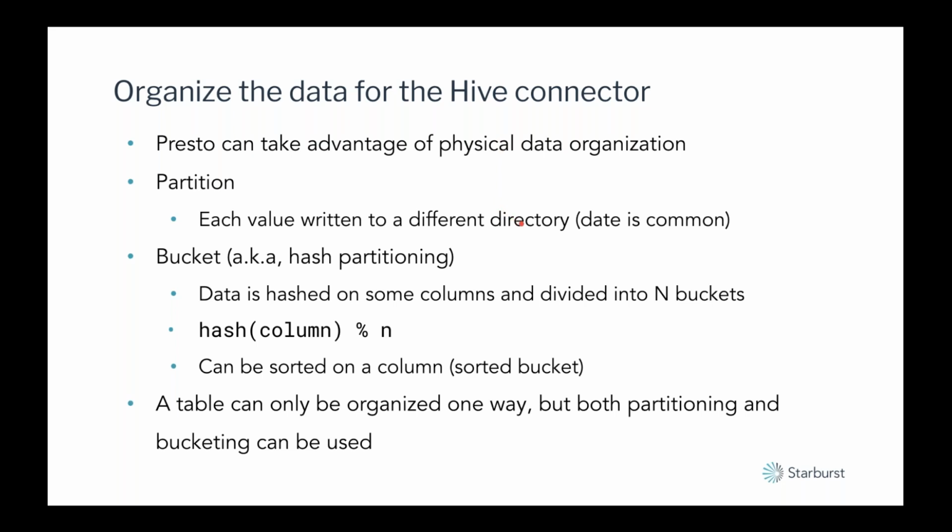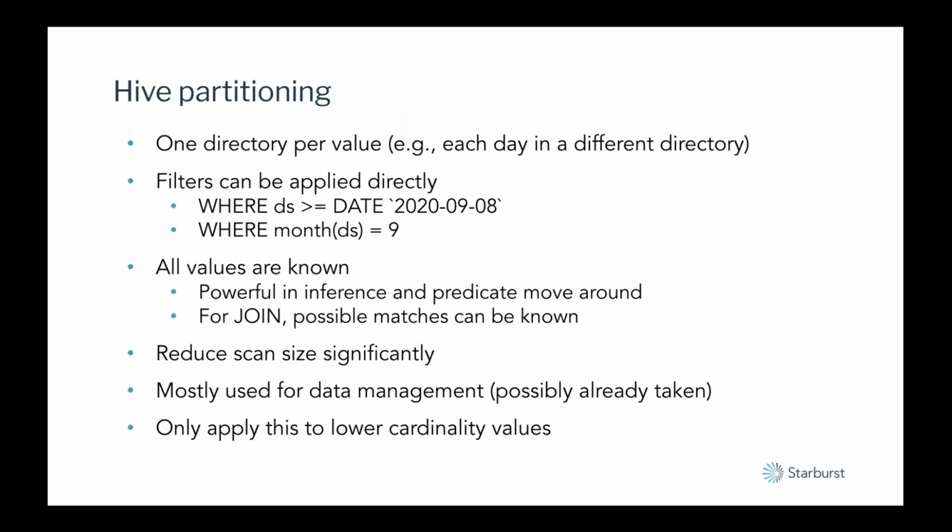The nice thing is that this is a whole thing. If you're searching for the last 7 days, you know which directories to go look at. If you want to delete a day's worth of data, you just go delete the directory. So this is almost always used for that sort of design. Bucketing is a little bit different. You're basically hashing the data on a column and dividing it into files, not directories. And you can use both of these at the same time.